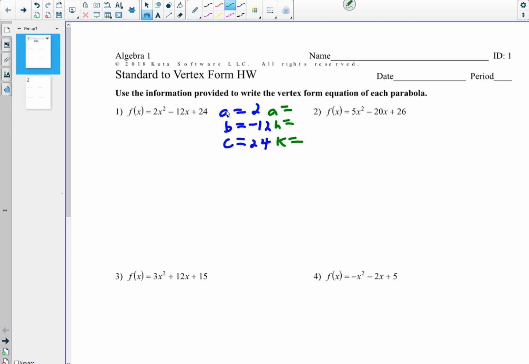Well, the good news is that the A transfers over. So if A in standard form is 2, A in vertex form is 2. Then the H and K, you need to use a formula. So if you were with me before, what was the formula that we used to find H? Who remembers? Good, wow, that's kind of nice. Write this down. I don't see it anywhere on here, so write this down. I'm just going to write this one time. After that, I'm just going to do it. Negative B over 2A.